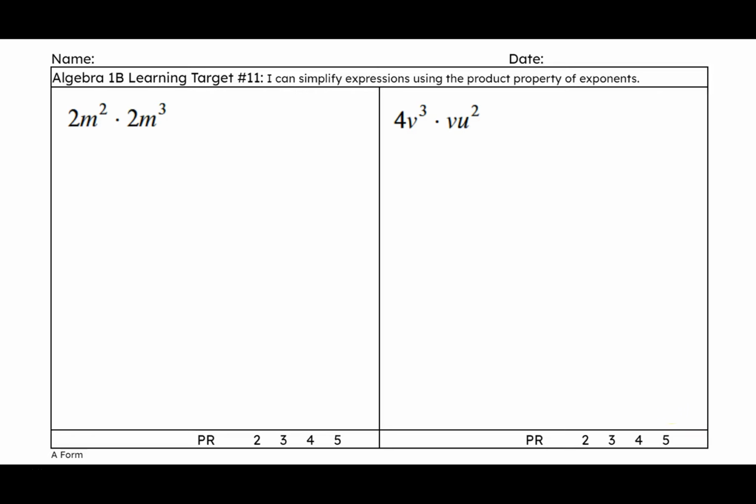This is Gail Kovac for Gresham-Barlow School District, Summer School, High School Credit Recovery, Algebra 1B, Learning Target number 11. I can simplify expressions using the product property of exponents.